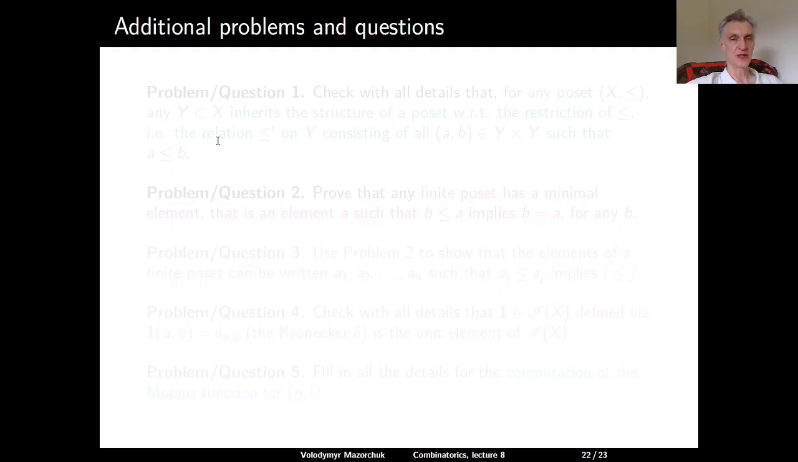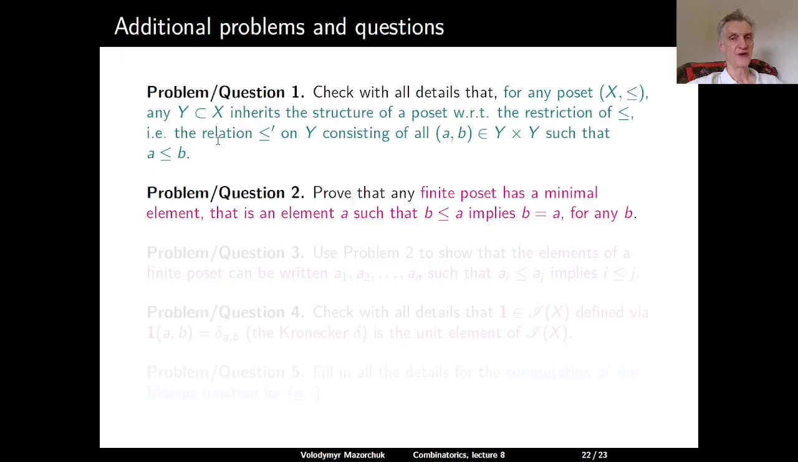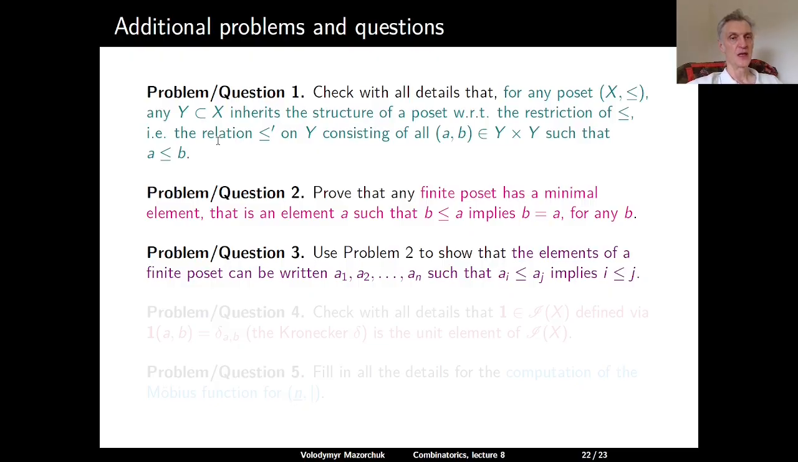Okay, so some additional problems and questions at the end. Problem question 1. Check with all details that for any poset x, any subset of x inherits the structure of a poset with respect to the restriction of the partial order. Problem question 2. Prove that any finite poset has a minimal element, that is an element a, such that b is less than or equal to a implies b is equal to a for any b. Problem question 3. Use problem 2 to show that the elements of a finite poset can be written in the order a1, a2, and so on, an, such that ai is less than or equal to aj implies i is less than or equal to j.